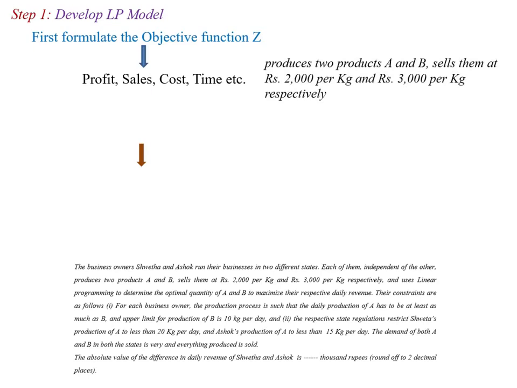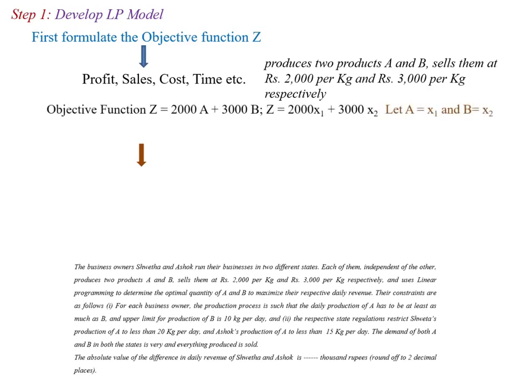Shweta and Ashok produce two products A and B, and sell them at 2000 rupees per kg and 3000 rupees per kg respectively. So the objective function is, let us consider Z, it should be equal to 2000 into product A plus 3000 into product B. Let us consider A equal to x1 and B equal to x2. Then our objective function is Z equal to 2000 x1 plus 3000 x2.